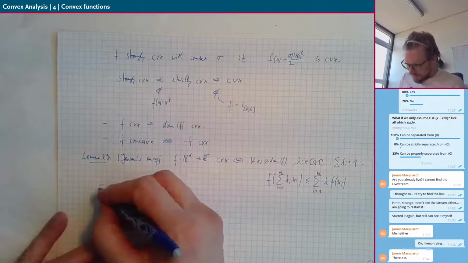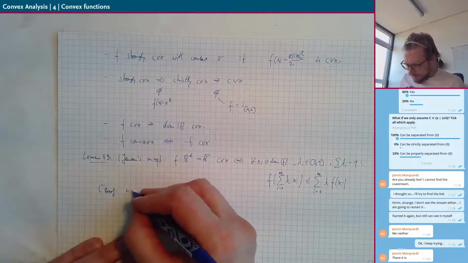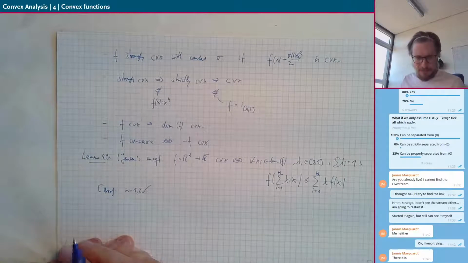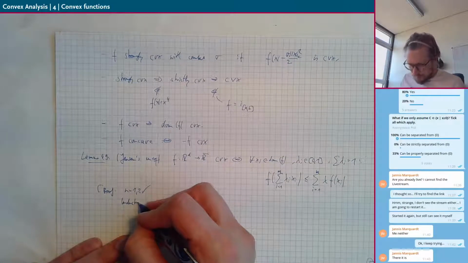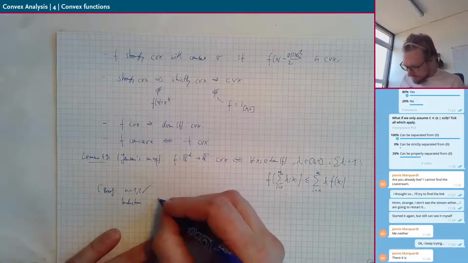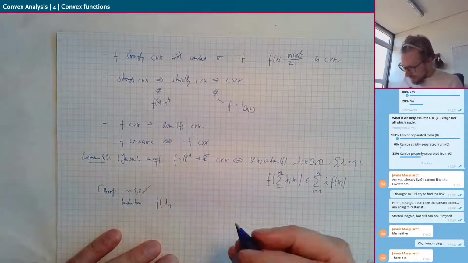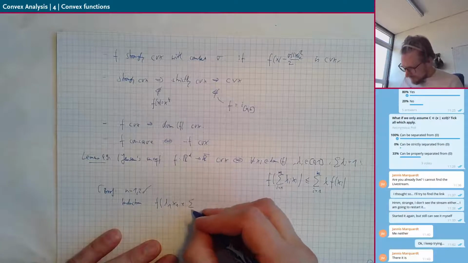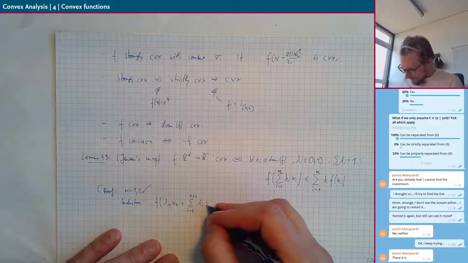And maybe I just write it down. So the proof is totally straightforward. So n equals 1 and 2, that's done. And now the induction step, it goes like this. You write something like this down. You take lambda 1, x1 plus the sum for i from 2 to n plus 1 of lambda i xi.